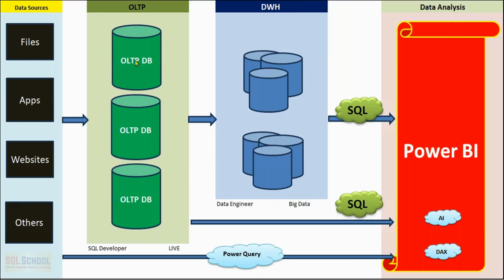OLTP data sources. OLTP means online transaction processing database. Okay, live data, real-time data. Or in the real world, the data can also be from a warehouse. So data can be sourced from various databases or platforms. In a few cases, we use Power Query to read the data. In a few other cases, we use SQL to read the data.